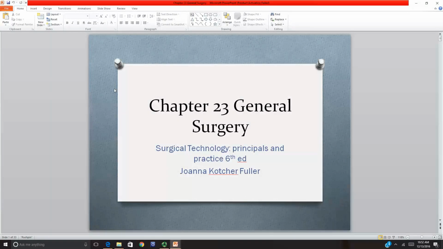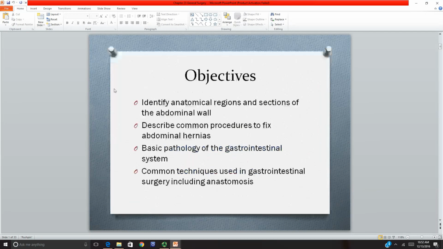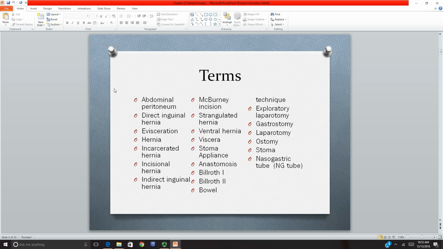Chapter 23, General Surgery. The objectives are to identify the anatomical regions and sections of the abdominal wall and describe common procedures to fix abdominal hernias along with the basic pathology of the gastrointestinal system. The terms of this week will also cover the terms for next week.